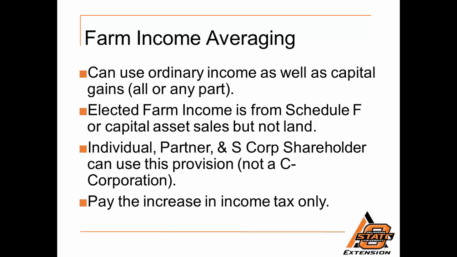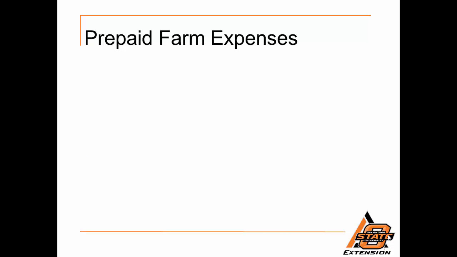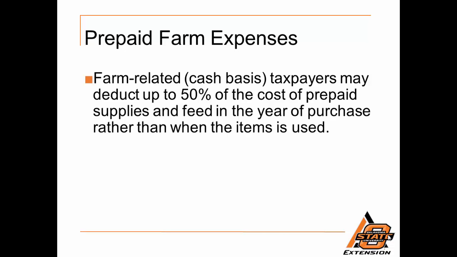You pay the increase in the income tax only in those early years, nothing more. So prepaid farm expenses is another alternative. So what you've got is a farm-related taxpayer. That's a cash basis taxpayer. They can deduct up to 50% of the cost of prepaid supplies and feed in the year of purchase rather than when the items are used.